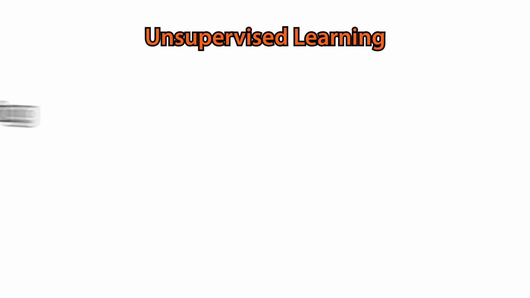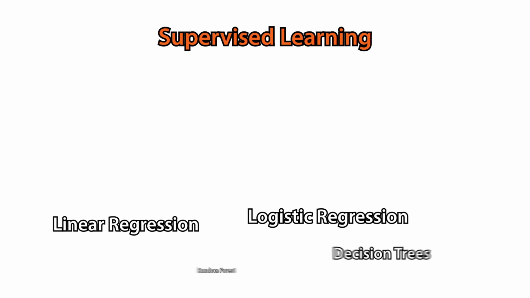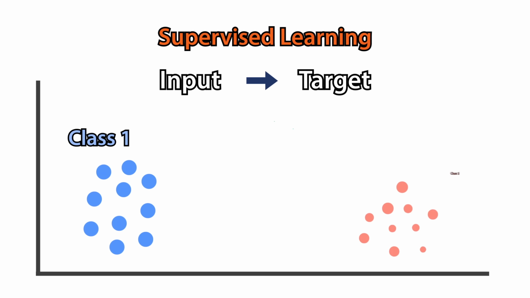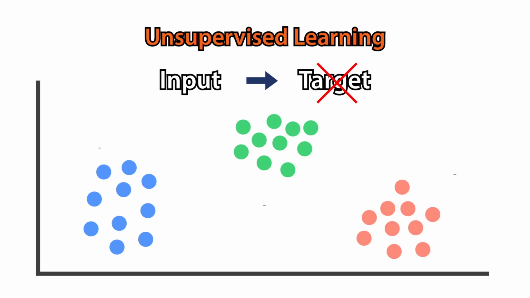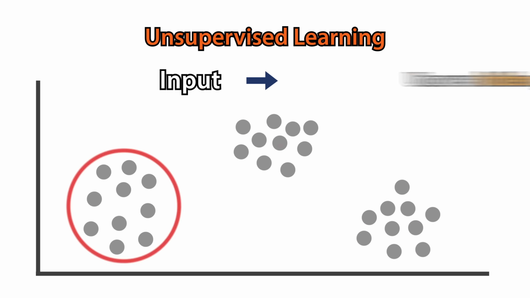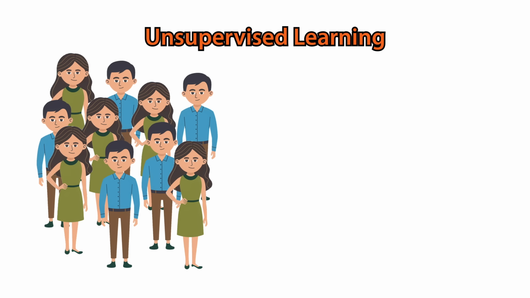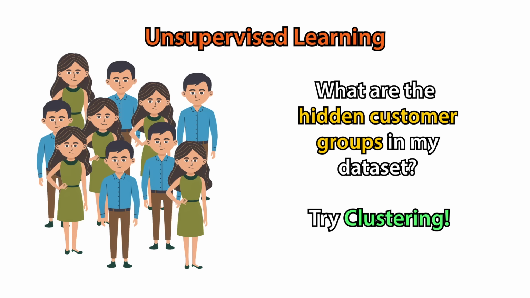For unsupervised learning, we will cover two topics, clustering and principal component analysis. For all the algorithms we discussed before, we predict a target variable using some input variables. In unsupervised learning, we don't have a target variable. The goal is to uncover hidden patterns or groupings in the data. For example, you have customer data, and you want to group them into segments to create targeted marketing strategies, but you don't know in advance how to divide them. This is where clustering algorithms come in.